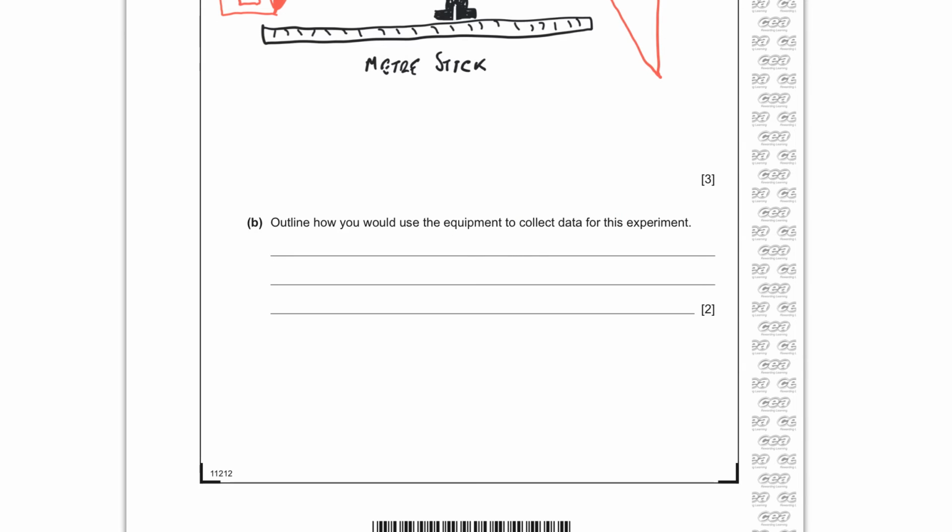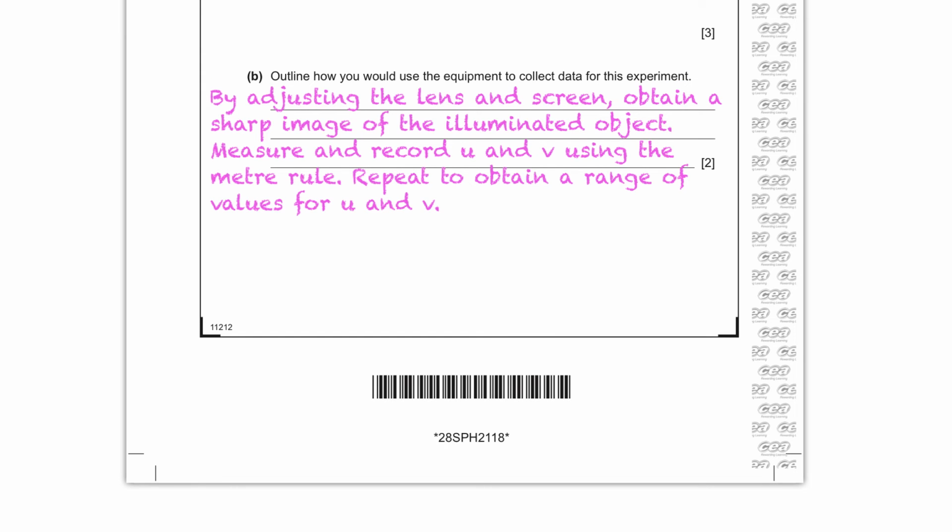So now you have to outline a basic procedure, and obviously what you do is you make adjustments to the object distance by moving the screen, by moving the lens, and then you adjust the image distance by moving the screen until you obtain a sharp image, and then you repeat that for various combinations of u and v. So your standard is: explain in detail how to make the measurement once, and then explain that you have to take a range of different values.